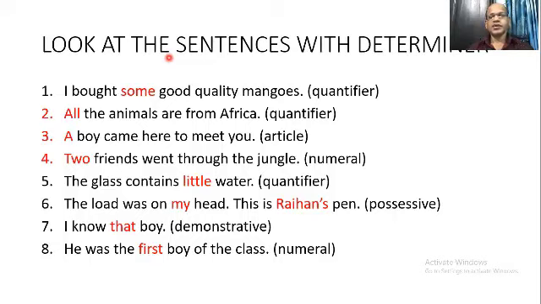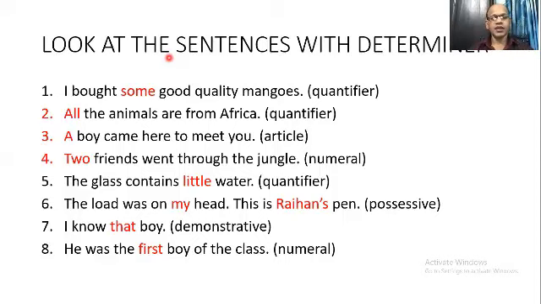Look at the sentences with determiners. I have used some determiners here in these sentences. You see, first one, I bought some good quality mangoes. Here, some is a quantifier. It denotes quantity. All the animals are from America. All is a quantifier here. A boy came here to meet you. A is an article. Two friends went through the jungle. Two is a numeral here. It shows the number.